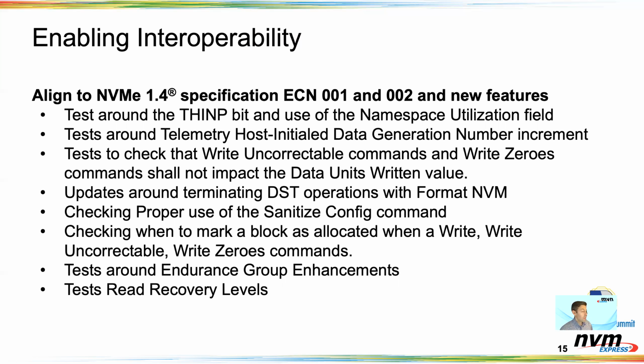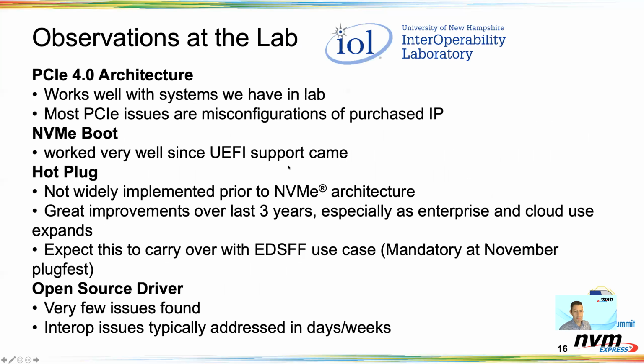We added some tests around the sanitize config command. And then also about when blocks are marked as deallocated, that they should be marked as allocated when a write command occurs. And there's some special cases around, again, write uncorrectable and write zeros. So we added some tests for that, as well as around endurance groups. So lots of changes there. And again, we do those changes about twice a year to align to the specification. Again, if you're interested in specifics there, I'd really encourage you to dig into the test plan itself.